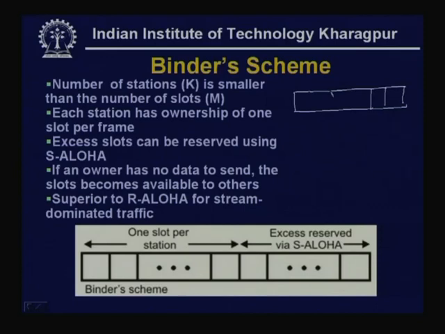So, you have got 6 slots and 4 stations. This slot is reserved for 1, this is reserved for 2, this is reserved for 3 and 4, and these 2 are unreserved, these 2 are free. Initially, say suppose in the first frame a particular station 1 sends here, 2 sends here. If 3 has no data, it remains unused.